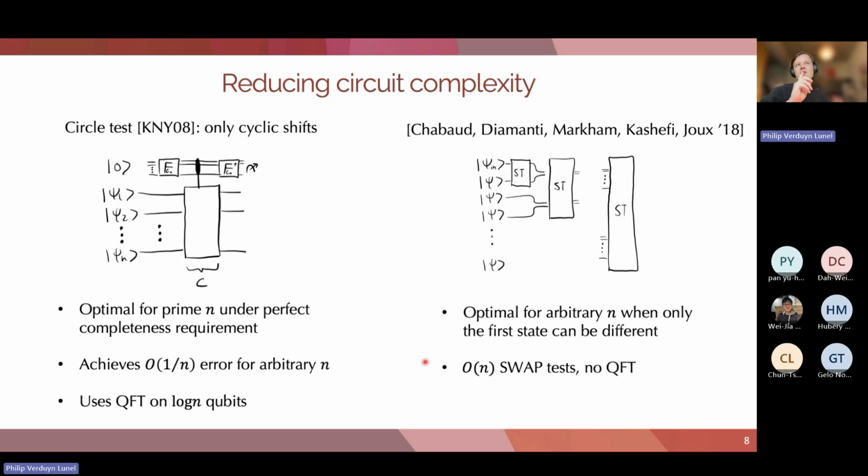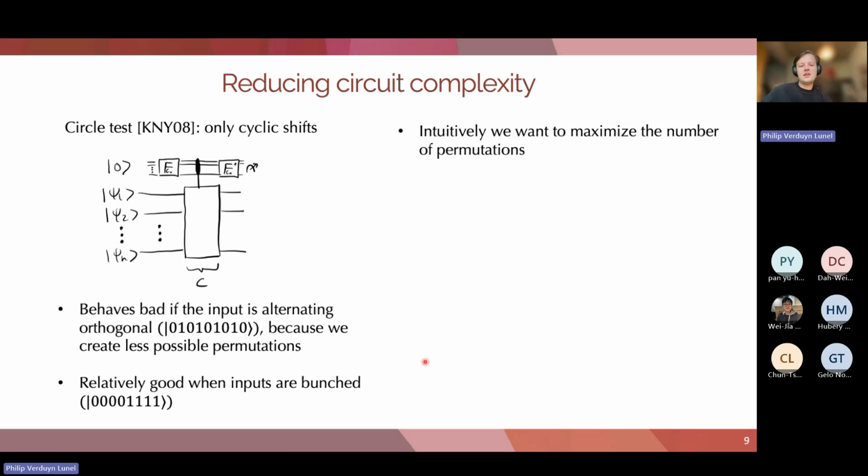If there's only one state orthogonal, then indeed it does generate all the possible permutations, because this one state just gets permuted everywhere. But if you have some different partitions, so if you have some number of orthogonal states compared to the rest, the cyclic test is not going to generate all the permutations. And that's clear from the next example, right?